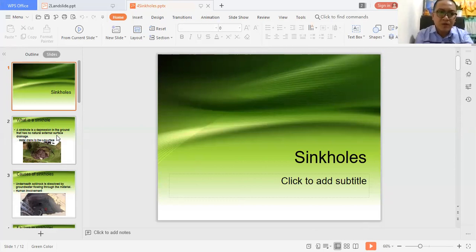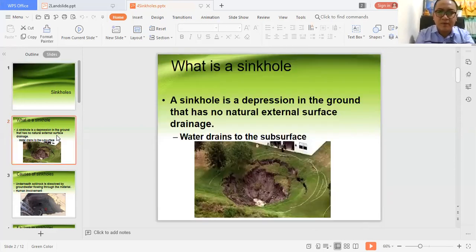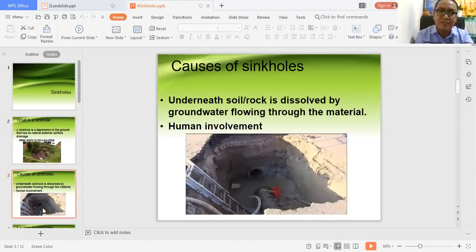So, sinkhole, ito po, no? Ito po yung bagay po na mapapansin po natin. Saan bang parte, saan bang merong lugar ang sinkhole na pwede po natin ma-identify. A sinkhole is a depression in the ground that has no natural external surface drainage. So water drains to the subsurface, maaaring nakadepende po iyon sa location.